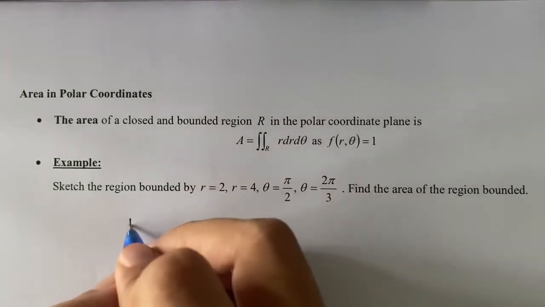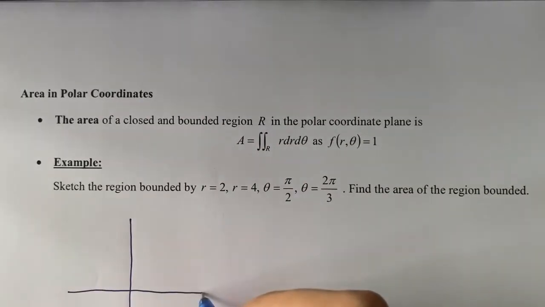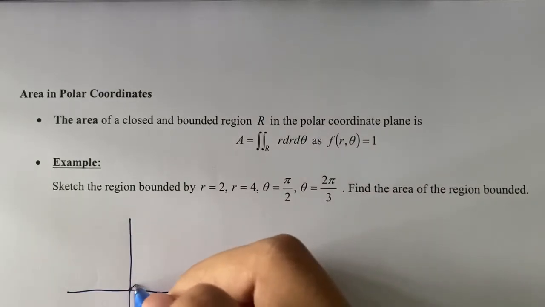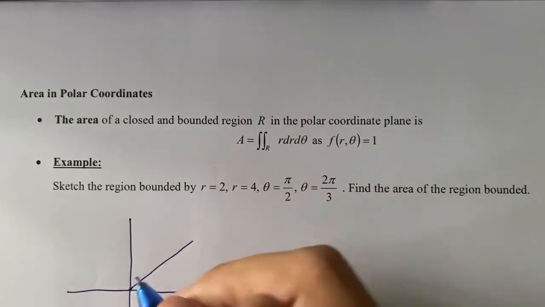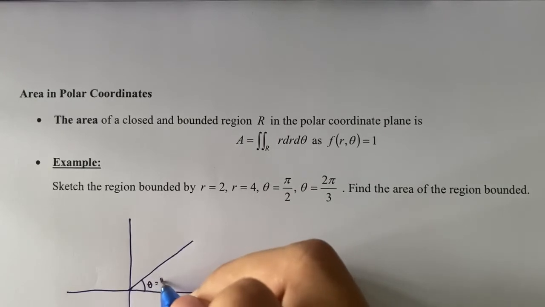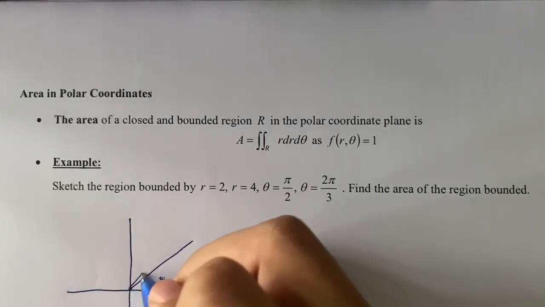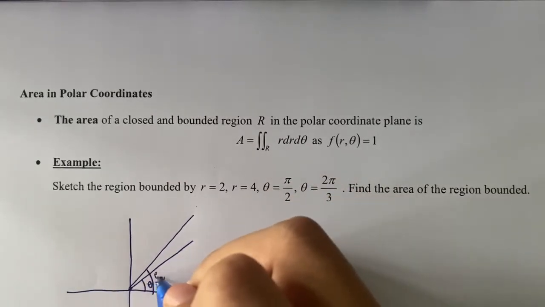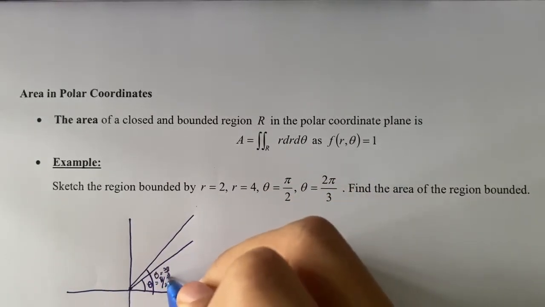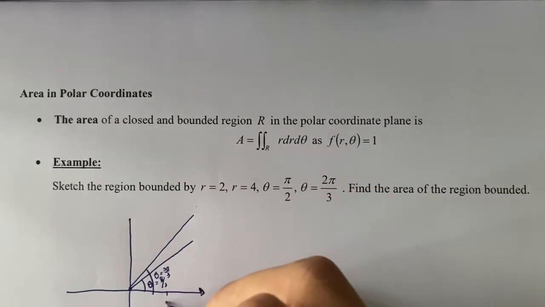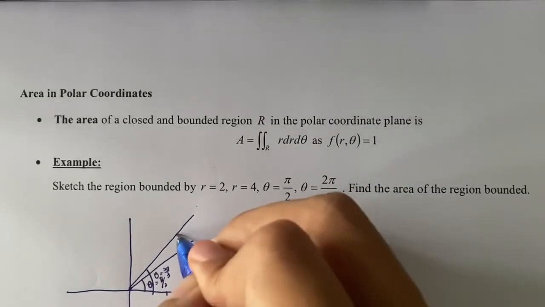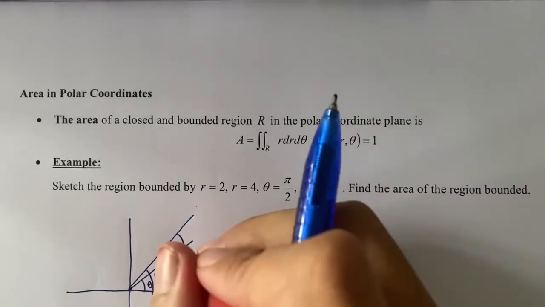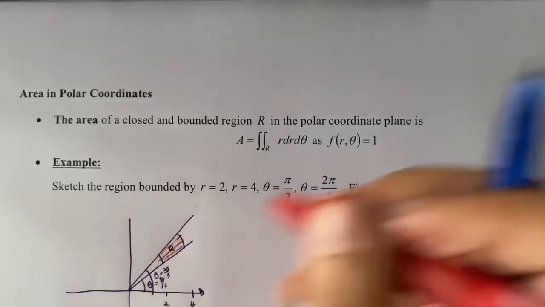Okay, so sketch the region. Theta pi/2 is this one. This is theta equal to pi/2 and theta equal to 2 pi/3 is somewhere here. So this is theta equal to 2 pi/3. r equal to 2 and r equal to 4. So we have this region R.